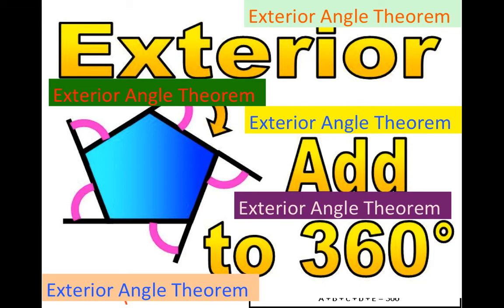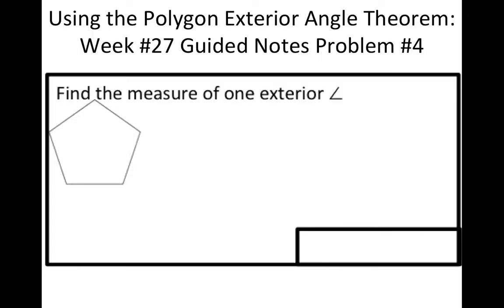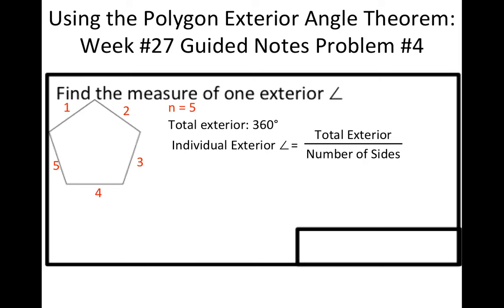Okay, now that we know the exterior angle theorem, how would I use it? Well, here's an example problem. If we're asked to find the measure of one exterior angle of this shape here, the first thing I need to do is count it. It's a 5-sided shape, so n equals 5. And we know that the total exterior is 360 degrees. So the individual angle is going to be the total exterior over the number of sides. The total exterior is always 360. The number of sides is 5. If I divide that, I get 72. So this is a 72-degree exterior angle.